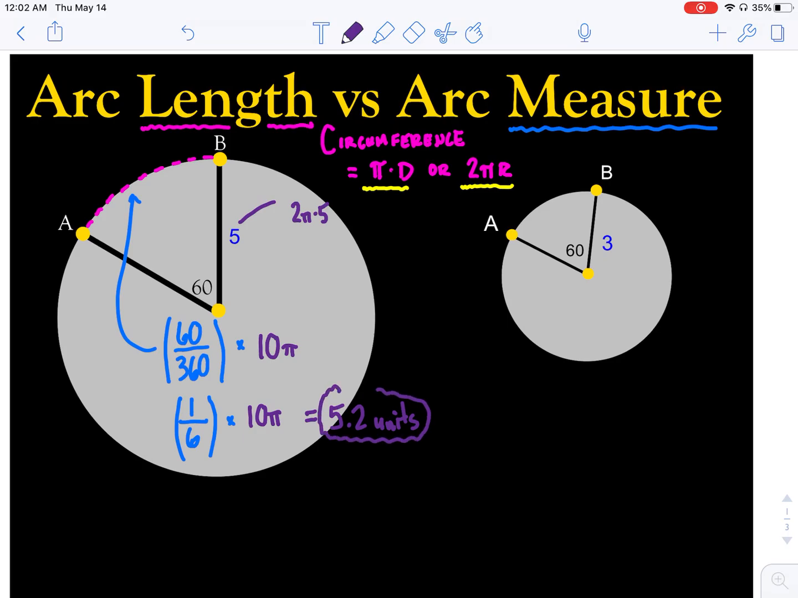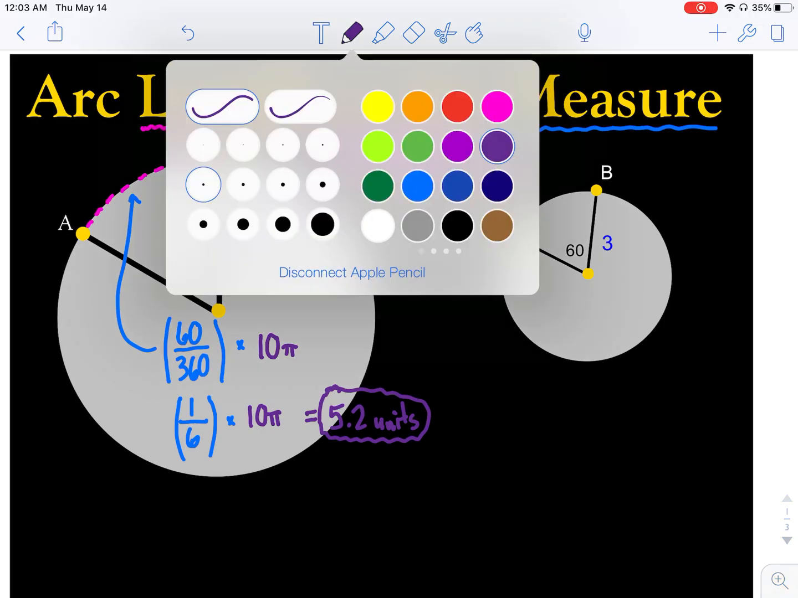Sounds about right. Looks about right for my picture. If the radius is 5, that arc from A to B looks to be maybe a little bit more than that. No big deal. So that's the difference between arc length and arc measure. Its length is actually measured in units of length, like inches or feet, and it's a portion of the circumference.